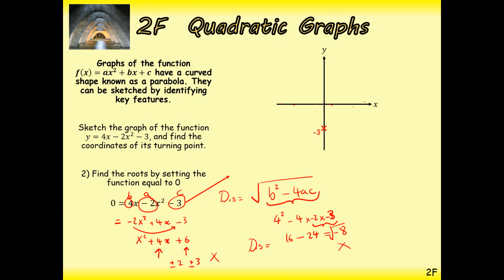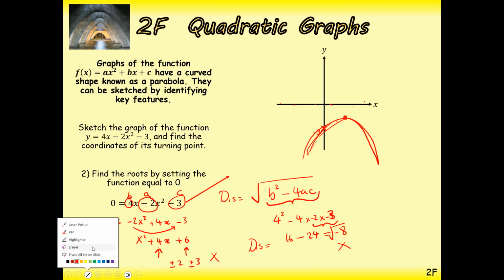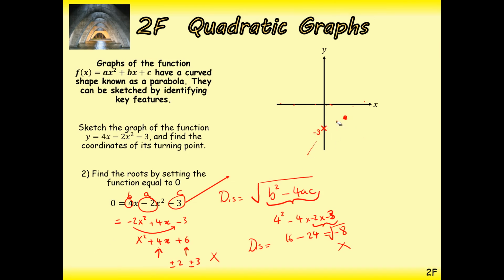Why is it? Because when we complete the square, we notice that this graph will look something like so. It will have a turning point below the x-axis, and it will never reach the x-axis. Let's complete the square and see what the square form is, what the turning point is.